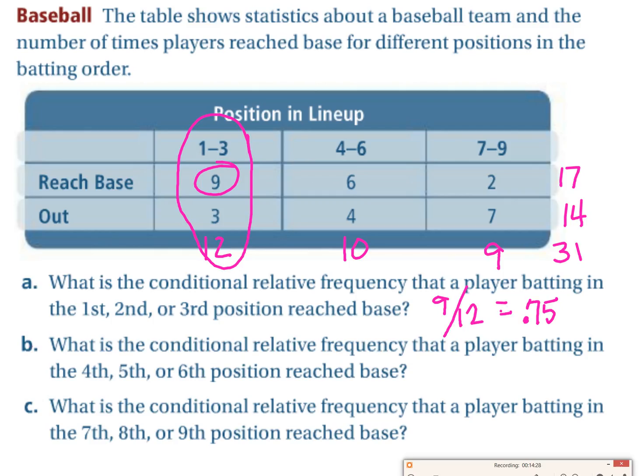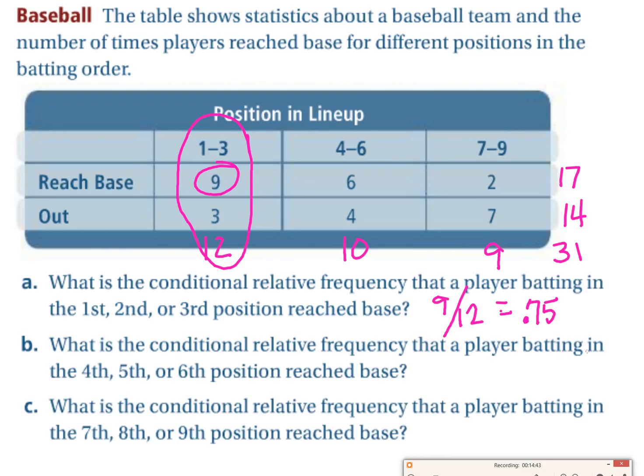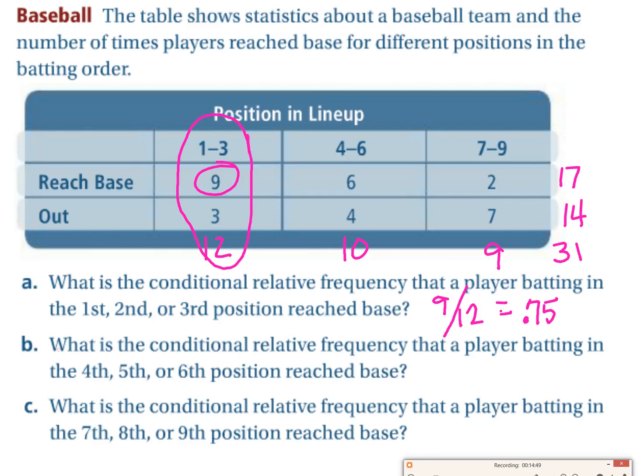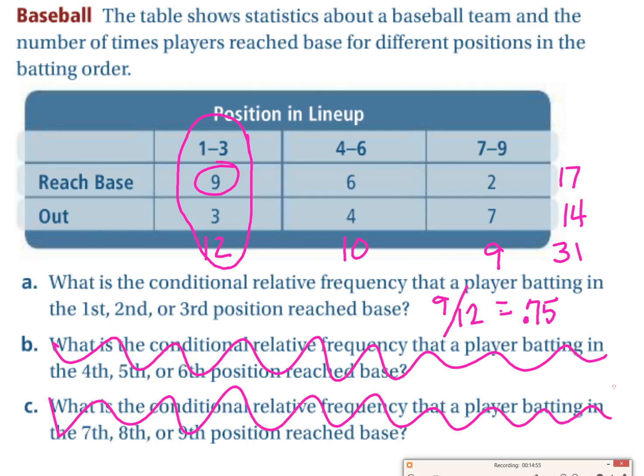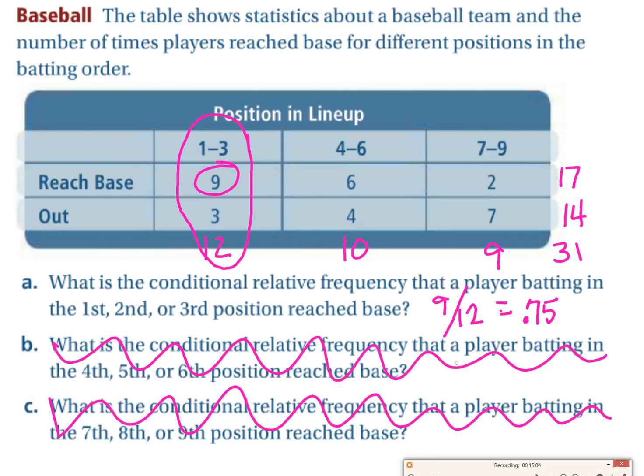Okay, I'm going to change these up. Instead of asking what is the conditional relative frequency that a player batting in the first, second, or third position reaches the base, I'm going to change it to say what is the conditional relative frequency that a person reaching the base is in the first, second, or third position in the lineup. Then that means I have to go this direction instead.